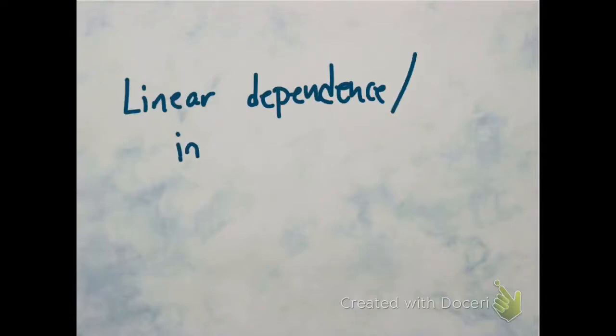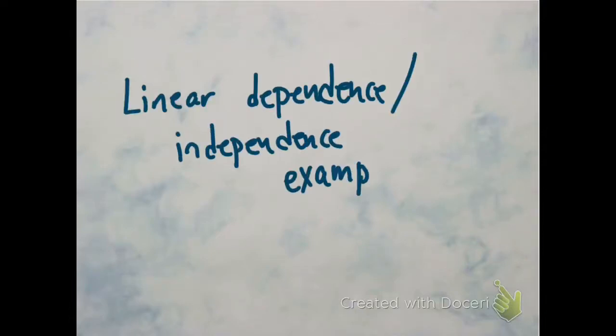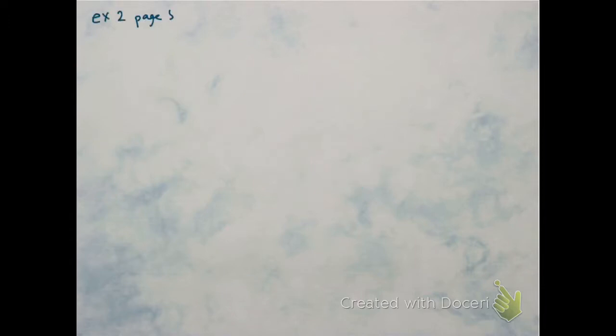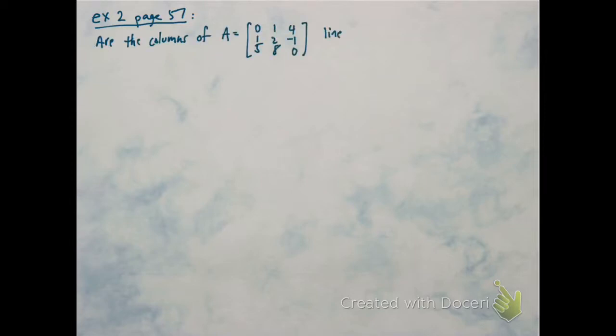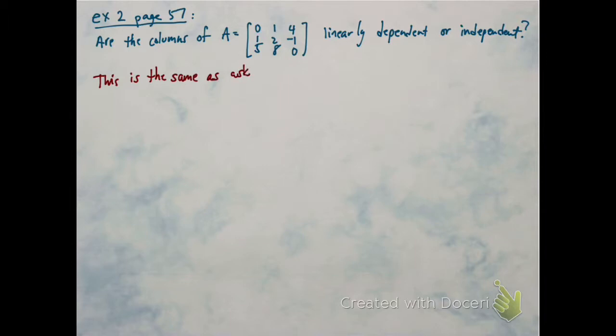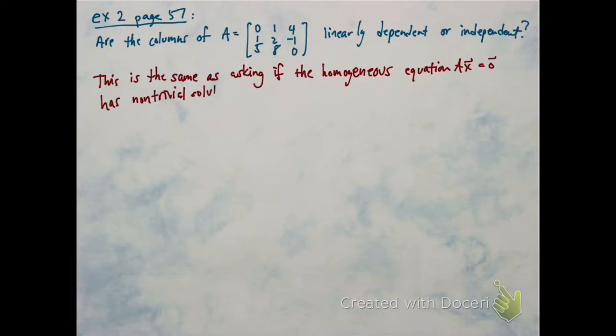Let's go through some more examples of linear dependence and independence. First, we'll consider example 2 on page 57 of the textbook. So the question there is, are the columns of the matrix A, given here, linearly dependent or independent? This is the same as asking if the homogeneous linear system, the homogeneous equation AX equals 0, has non-trivial solutions.